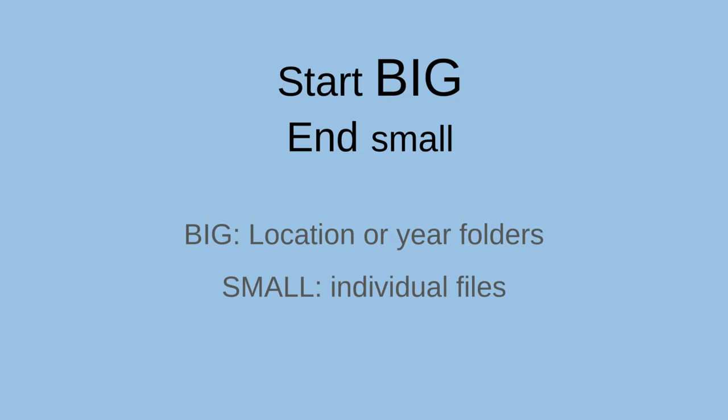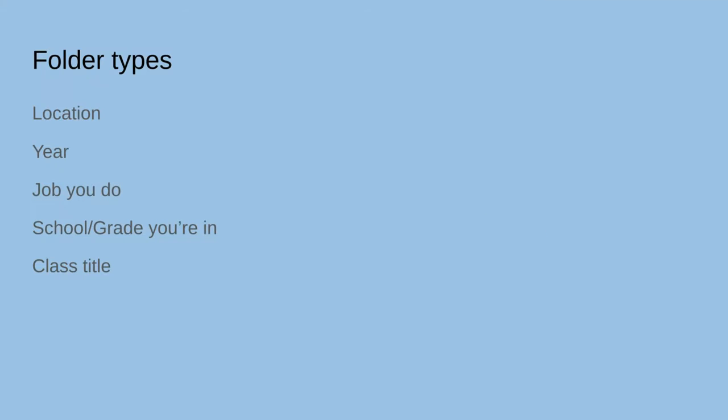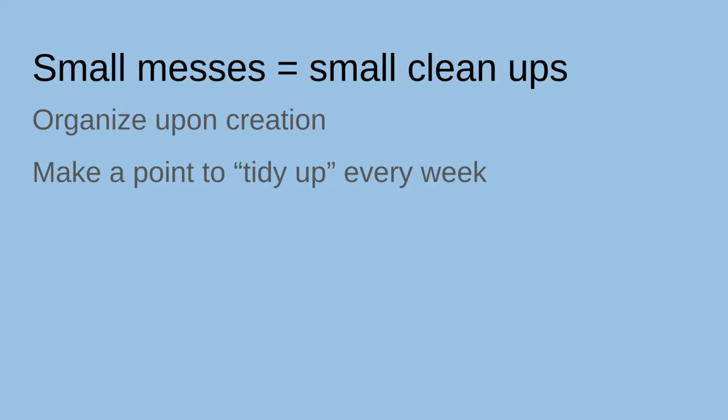So you're going to think big, as in the location where you are currently working or attending school, and then you'll break that into a year possibly or a job, and on down by subject on into individual files. So some of the folder types that you can use are the location where you work or attend school, the year that it is, the job that you do, the school or the grade you're in, down to the class title, and on down till we get to the file.